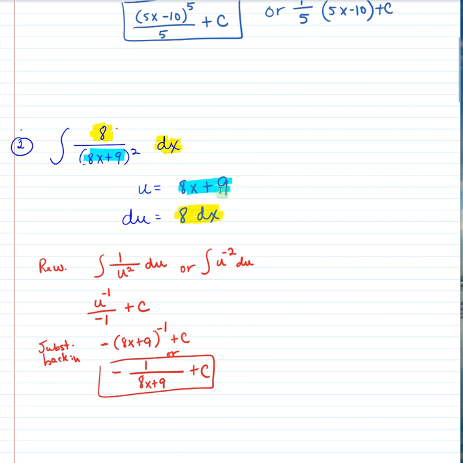So u is 8x plus 9. Take the derivative of this. That's 8 dx. We've covered everything that's up here. So rewrite as 1 over u squared du, or we could make it u to the negative 2 du. That'll be easier for us. So when we integrate this, we have u to the negative 1 over negative 1 plus c. Substitute back in. We'll put our 8x plus 9 back in, so we have negative (8x plus 9) to the negative 1 plus c. Since we don't really like the negative exponents, we'll put that on the bottom. So we have negative 1 over (8x plus 9) plus c.